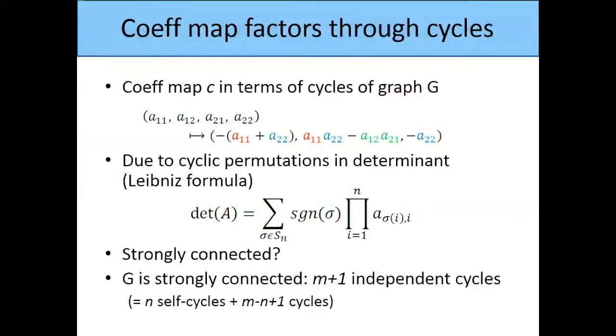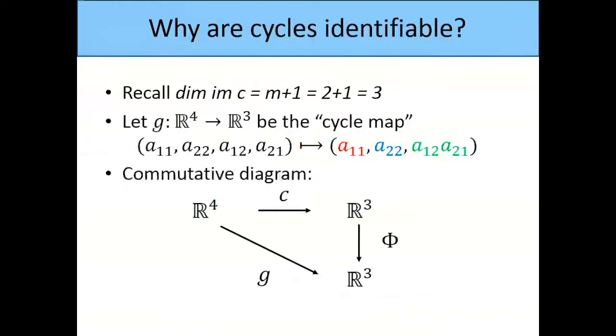Also, it's a well-known fact that for strongly connected graphs, you have exactly m minus n plus 1 independent cycles in the graph, where m is the number of edges and n is the number of vertices. We combine that with the fact that we have these n self-cycles corresponding to the diagonal elements, and we get a total of m plus 1 cycles. That gives us an upper bound on the dimension of the image of our coefficient map. In other words, since the coefficient map factors through the cycles, we have at most m plus 1 as our upper bound for the dimension of the image of our coefficient map.